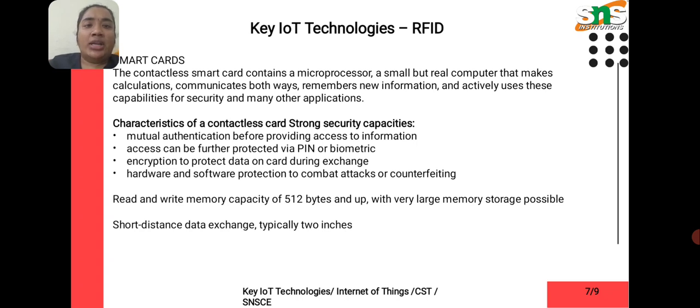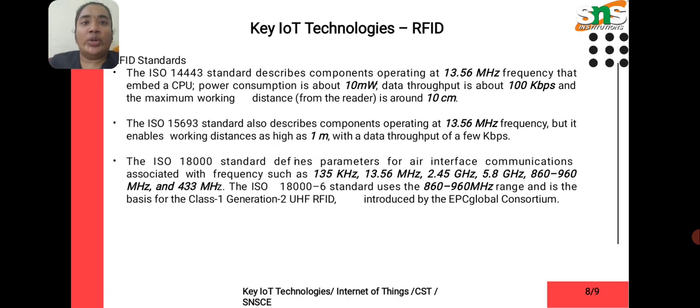Read and write memory capabilities of 512 bytes and up, with very large memory storage possible, and short distance data exchange, typically 2 inches. Now the RFID standards. ISO 14443 describes components operating at 13.56 MHz frequency that embrace a CPU, with power consumption at 10 MHz. Data throughput is about 100 kbps and the maximum working distance is around 10 centimeters.